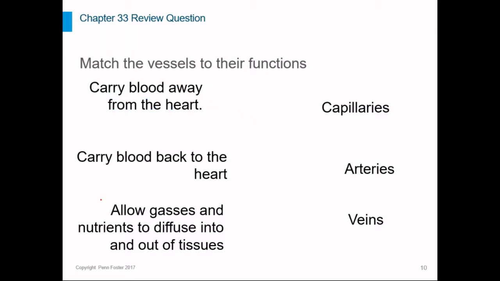Okay, so before we move on, I want to go over a quick practice question. So we're going to match the blood vessels to their functions. And I kind of accidentally showed you the first one already, but think about the others. So carry the blood away from the heart, carry blood back to the heart, and allow gases and nutrients to diffuse into tissues. Which are those three? I'll give you a few seconds to think about it. And you can pause this video, of course, if you need more time to think.